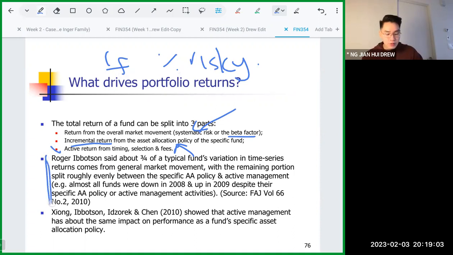So these are research papers. This Roger Ibbotson found out that actually about three quarters of the time, the variation of returns comes from the market movement. Only one quarter of the time is due to active management. So basically what this is trying to question is, should we actually do active portfolio management? Or maybe we just do passive, right? We just do ETF or something, all right? But if anyone asks you, because you have taken this course, should we do active? You always must say yes. Anyone knows why? Why must you say yes? Should we do active? You should say yes.